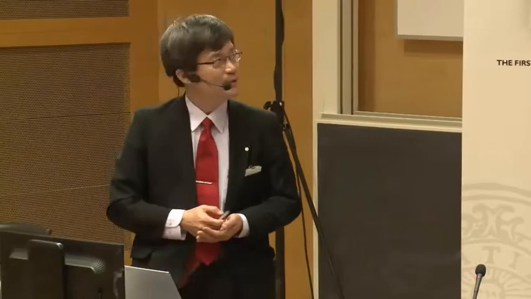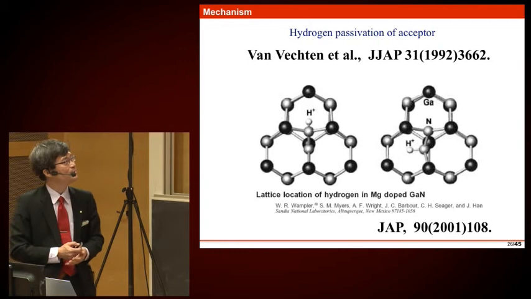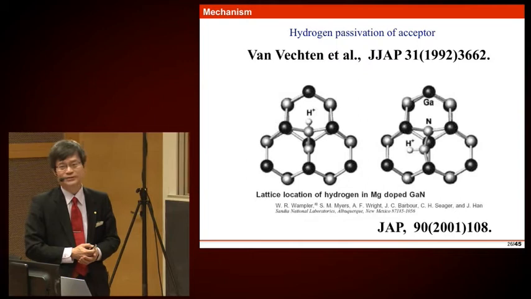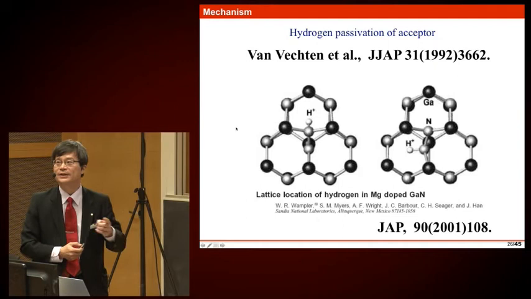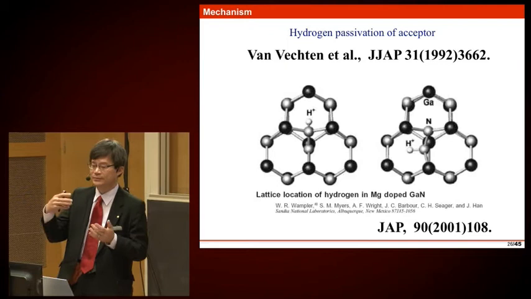And the mechanism is very simple. When it is as-grown, the magnesium is passivated by hydrogen. So hydrogen atoms prohibit the p-type conduction. By electron beam treatment or by thermal annealing, the hydrogen is dissociated. Then p-type gallium nitride can be realized.